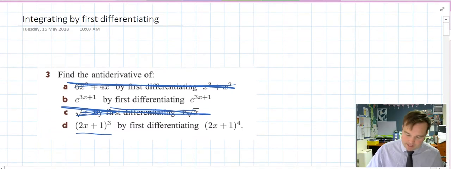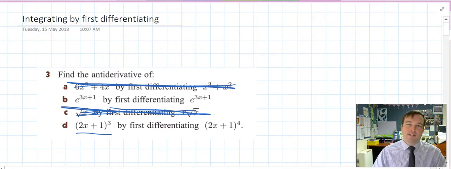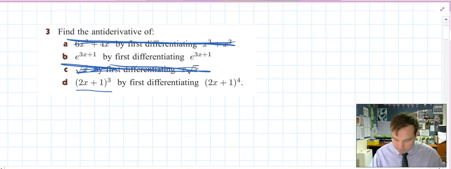Welcome to our next step in learning of integration, and this is integrating by first differentiating. It is a favourite of the examiners. It comes up in almost every past exam I've seen, and essentially they guide you to integrate something tricky by first differentiating something. And I'll show you what I mean by this. So, a couple of examples.